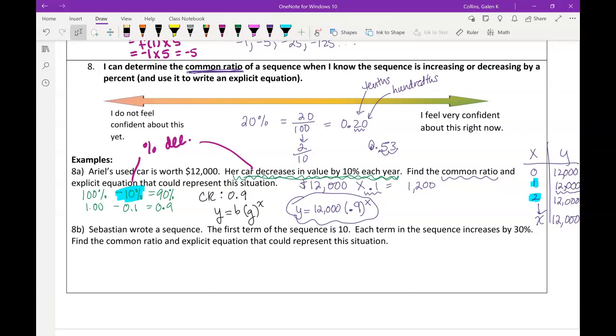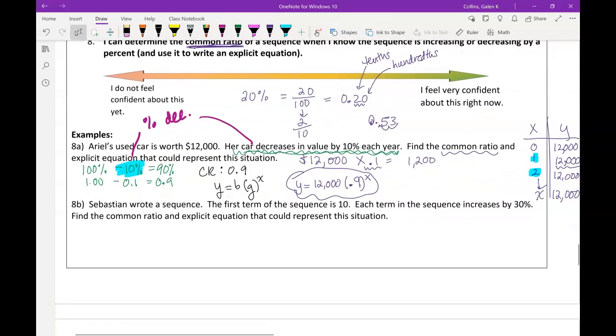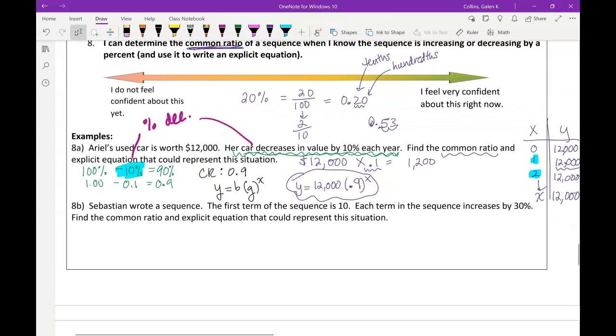All right, one more kind of similar question. Sebastian wrote a sequence. The first term of the sequence is 10, and each term in the sequence increases by 30%. Find the common ratio and explicit equation that could represent this situation. So, all right, if the first term of my sequence is 10, if I wanted to make a little table, and you don't have to, but I like to make tables, they help me.